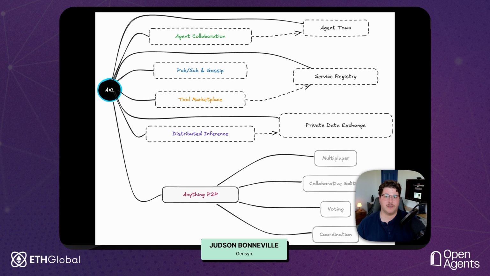You could also build a service registry, like a tool marketplace or pub/sub and gossip, which is an example that does ship with the repo, where tools are published as services, and then other agents can use MCP to find and then utilize those tools.